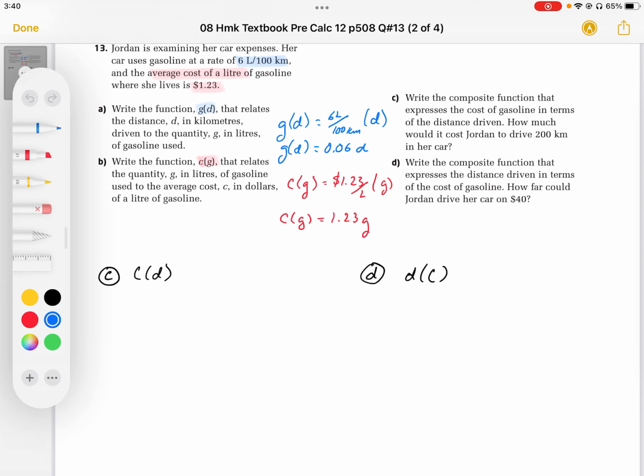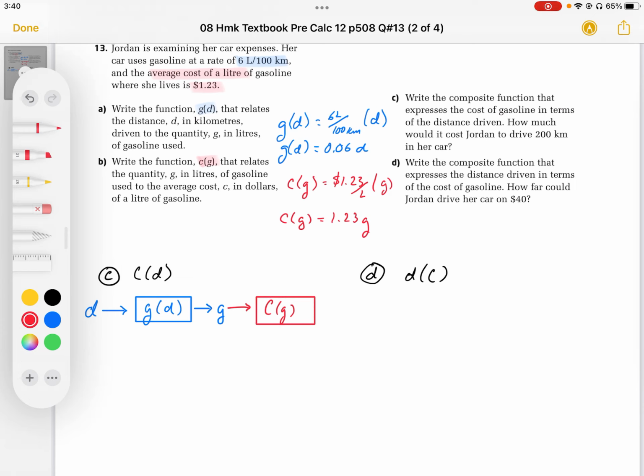Okay, use our function flowchart to map this out. So my input is going to be the D, the distance driven, and I'm going to put that into my g of d function. When I do that, I get an output. My output is the amount of gasoline, G. When I get the gasoline, I can then put this into my C of G function. And so the output becomes the input, and it gets inputted into the C of G function.